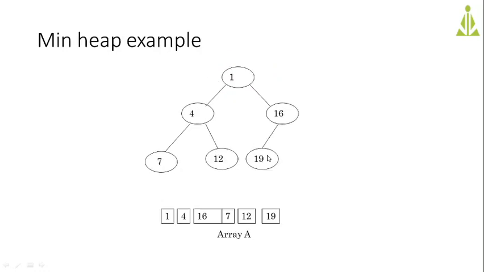Next, here min heap is opposite to the max heap, as whatever the descending order, it follows the descending order. 1, 4, 16, 7, 12, 19. Okay, whatever the procedure you are going to take, the root node should be less than or equal to A of i. A of i is nothing but the left and right child.